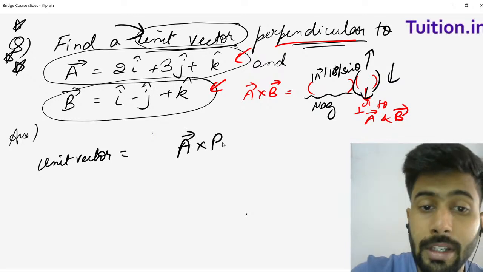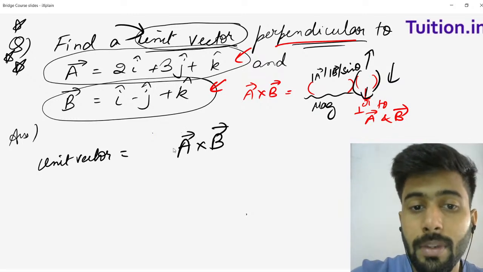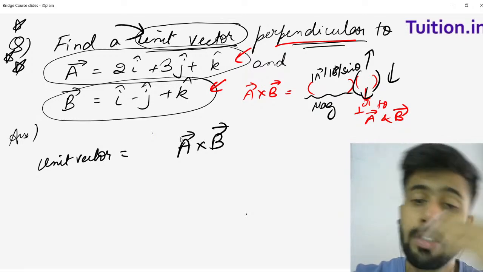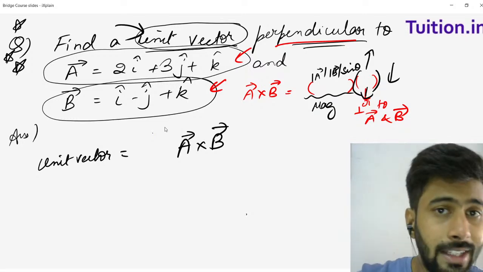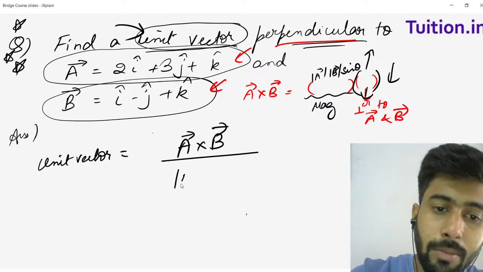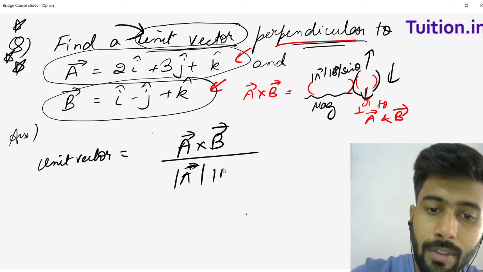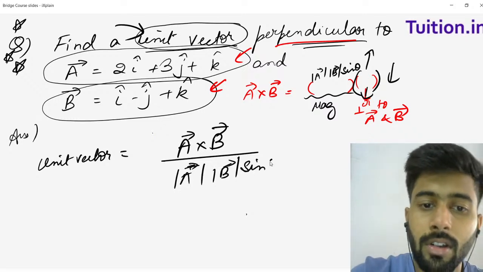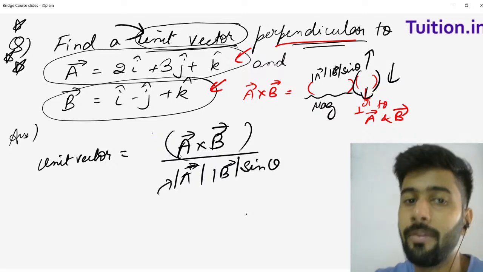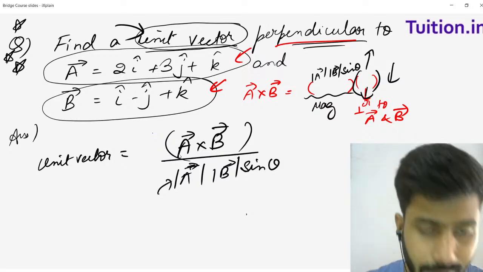First I will take A cross B. This A cross B vector will give me a vector whose magnitude is mod A mod B sine theta, whose direction is perpendicular to A and B. If I divide this with mod A mod B sine theta, if I divide this vector with this, then I will get a unit vector, right? Are you guys convinced with this?